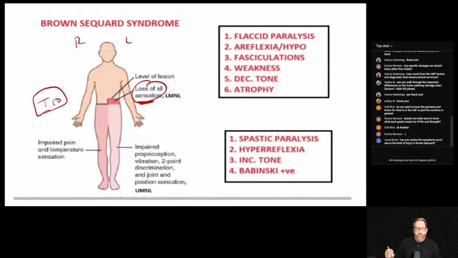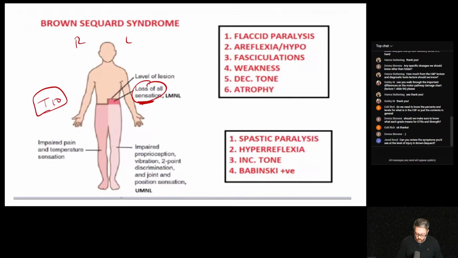Now, if I said they had a Brown-Sequard at L4, go back to your dermatomes and know the path of L4. Think about sciatic pain. Sciatica is like L4, L5, and it travels all the way down that dermatome. So make sure you know all the dermatomes and what muscles are innervated. That was a question I asked you guys on the Kahoot. If they lost flexion of the wrist, but they still have extension, where's the problem? So they lose all sensation.